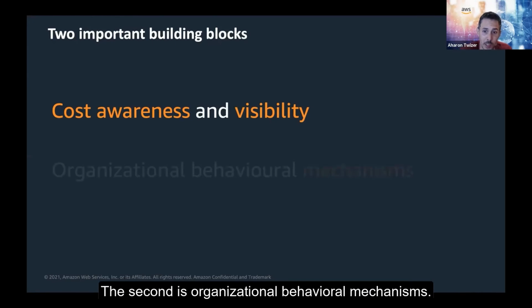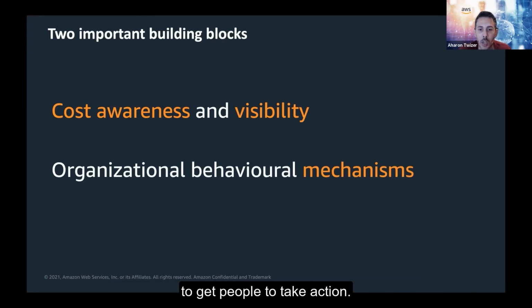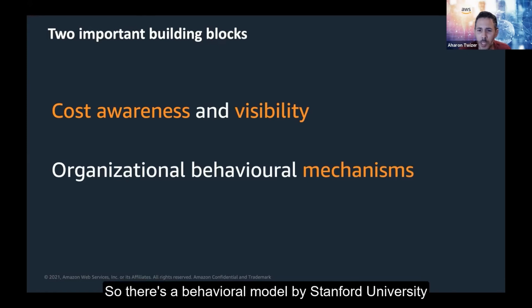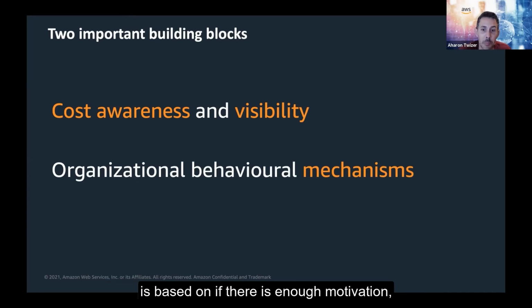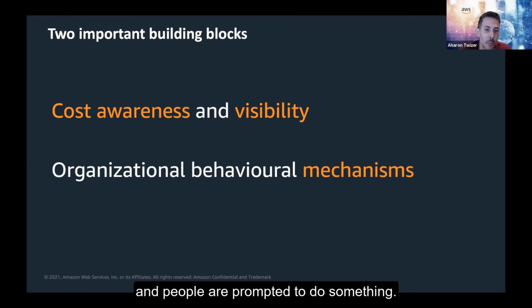The second is organizational behavioral mechanisms. You will need some sort of mechanisms in place to get people to take action. There's a behavioral model by Stanford University that says an activity happens based on whether there's enough motivation, enough ability, and people are prompted to do something.